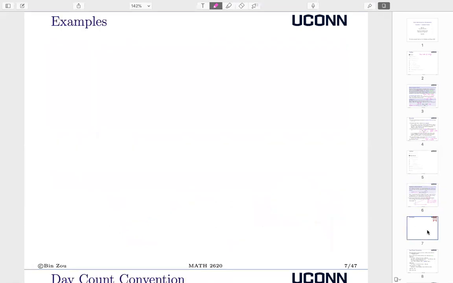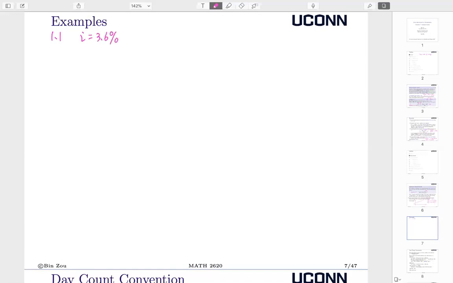We have some examples from the textbook. I actually recommend you take a look at those examples. They are not difficult. For instance, we can take a look at example 1.1. Let's read the question together. Example 1.1 says, a bank account pays 3.6% simple interest. So i is 3.6%.